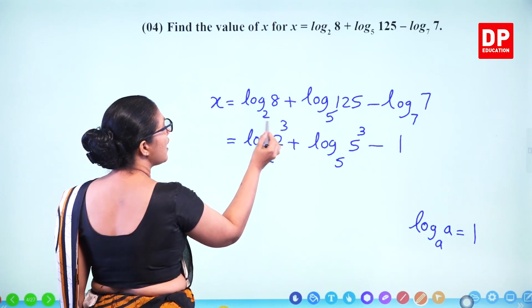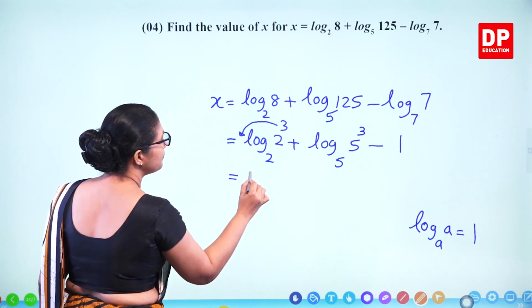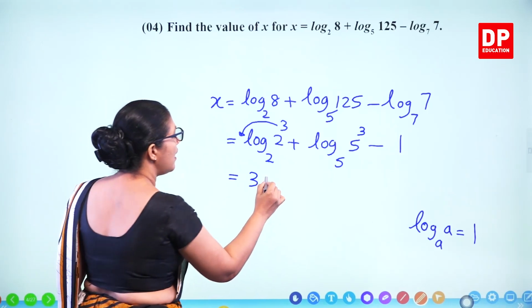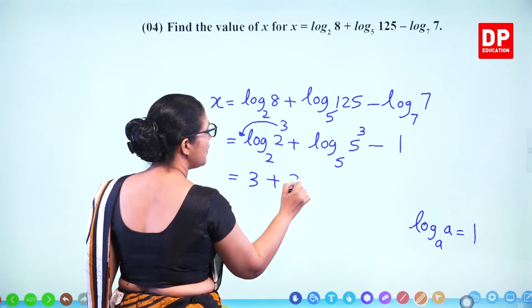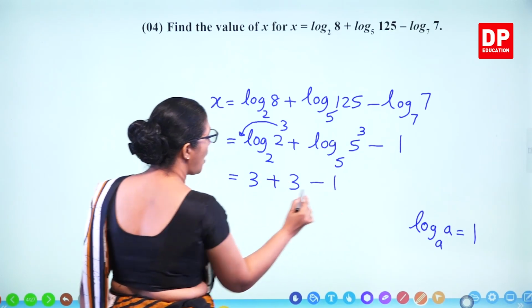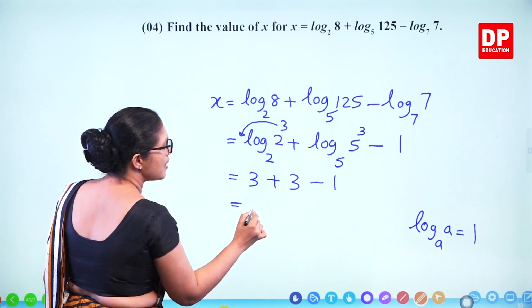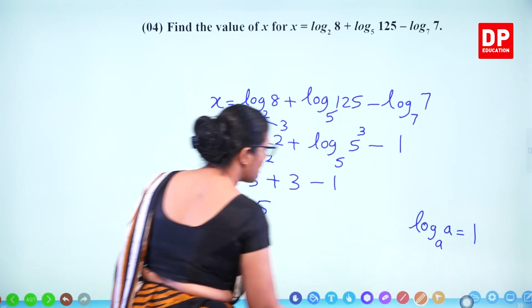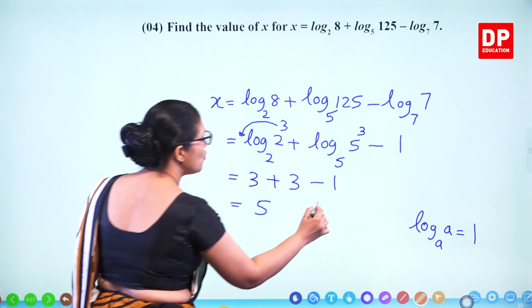Now this one you can write as 3 log 2 base 2, which is 1, and here you get 3 again. Same base, same number is 1. Minus 1. 3 and 3 is 6, 6 minus 1 is 5. So the answer is 5. You get 2 marks for that.